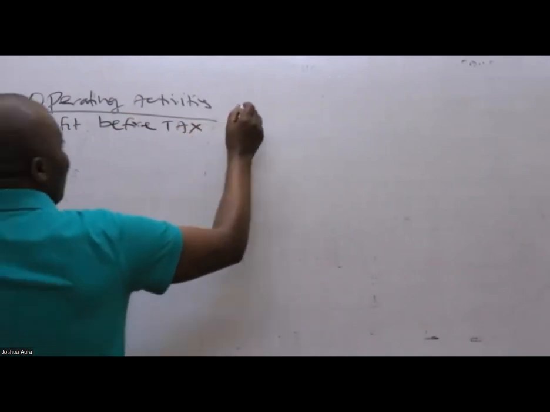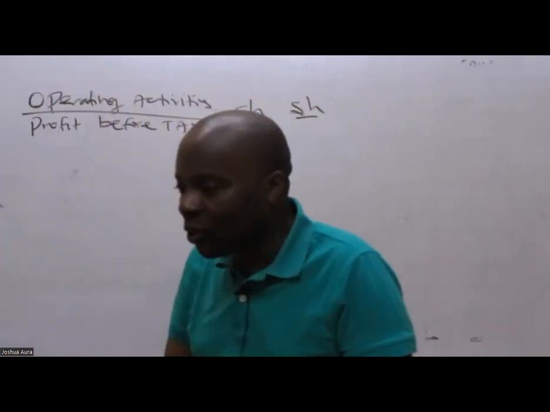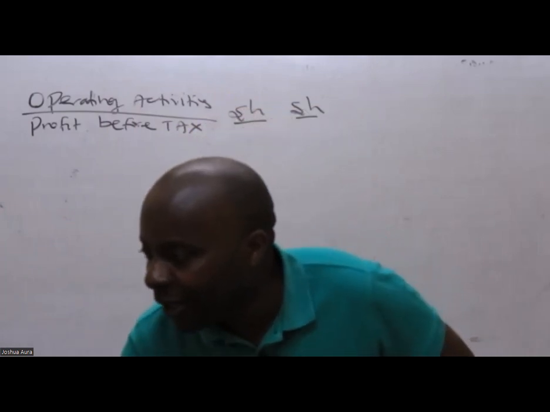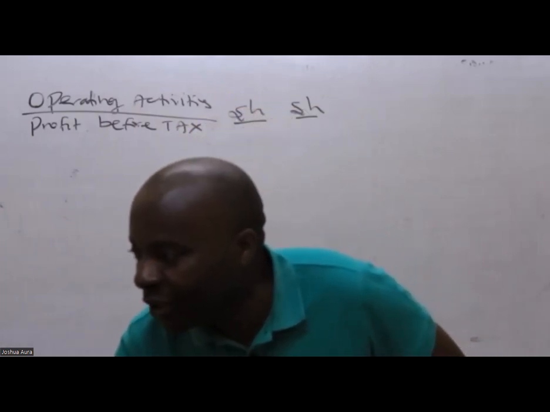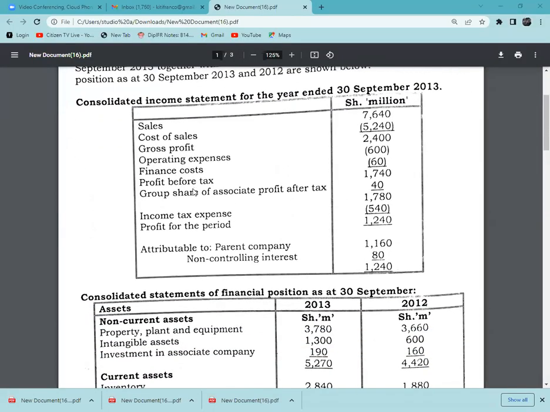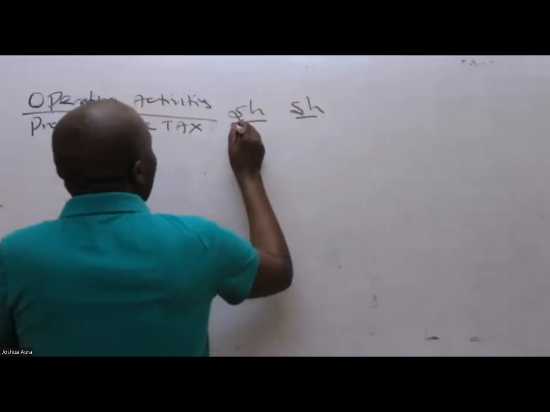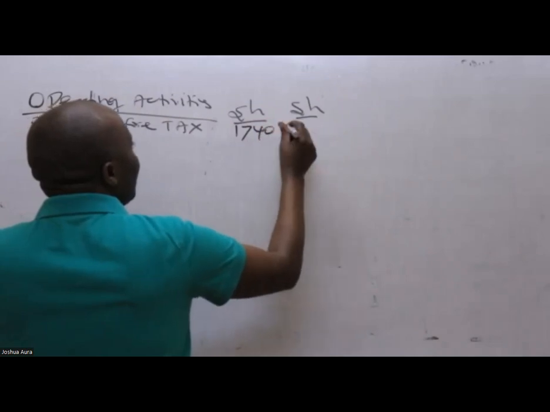So the profit before tax, is there somebody who is able to see the profit before tax in this question? Go to the income statement. So profit before tax, and gentlemen, what do we have here? I can see it here. It's 1740. So profit before tax is 1740.